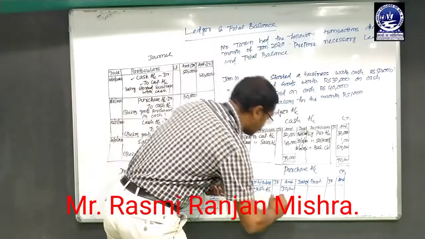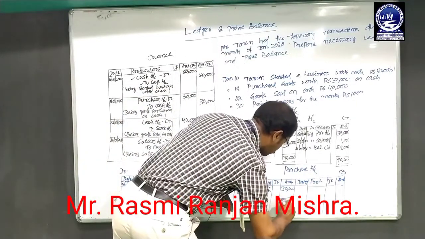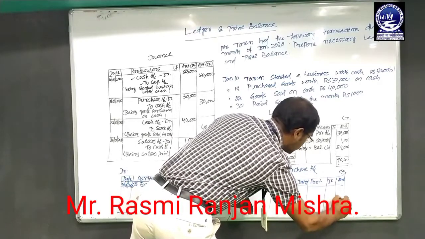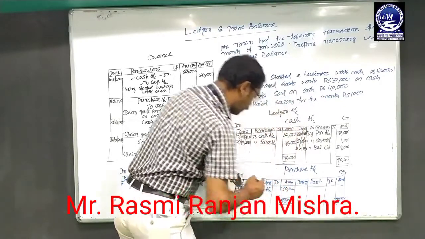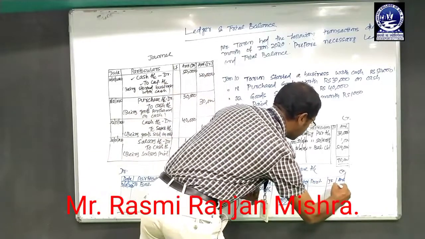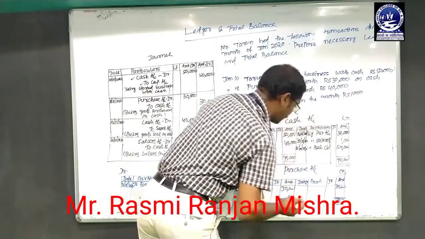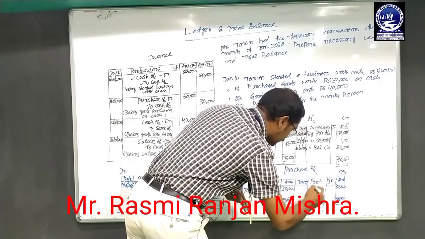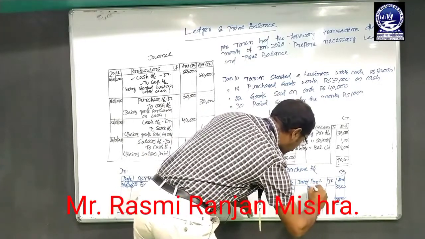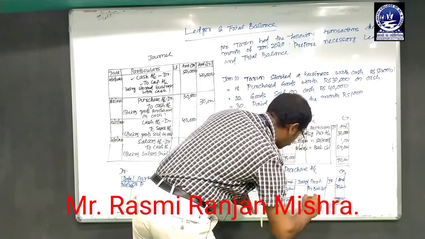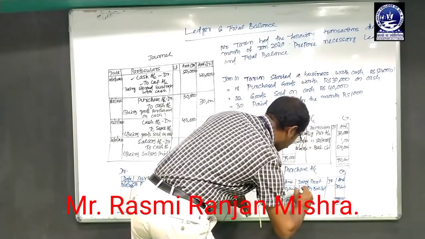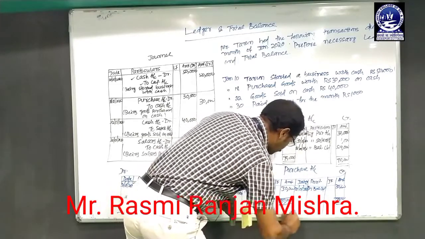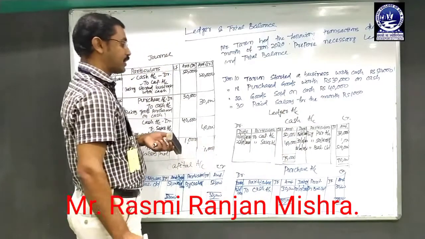Then we have to make the balance. Balance means the debit side is higher. Put that balance amount on both sides: debit side 30,000, credit side 30,000. Put the difference amount. The difference is 30,000 on the credit side. That will be put on the credit side as 'By balance carried down', and the date is 31st January 2020. And the purchase ledger account is now completed.